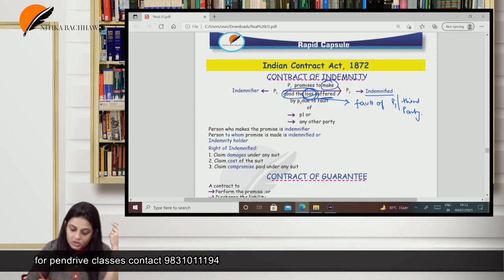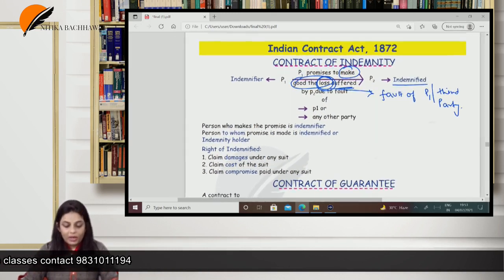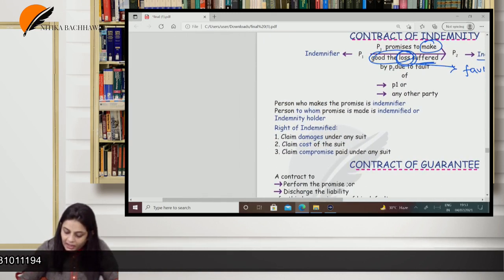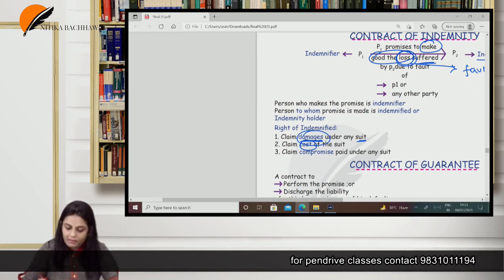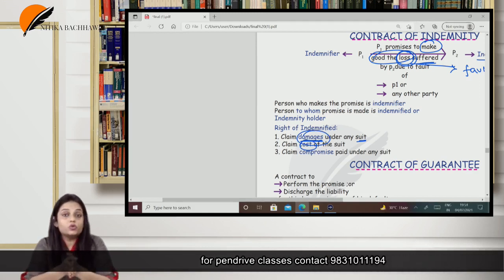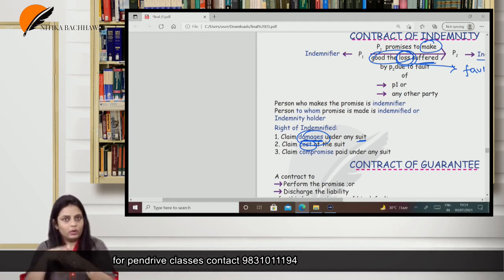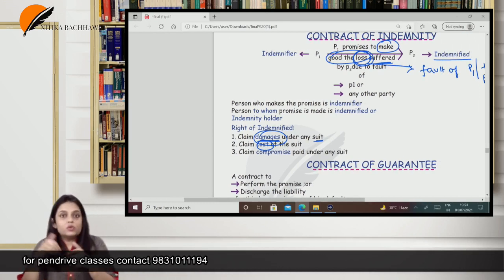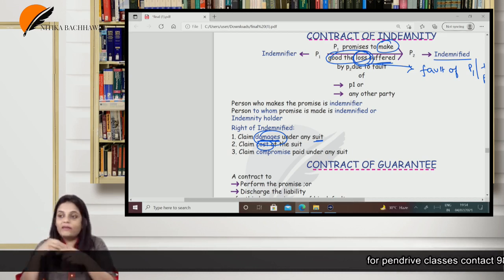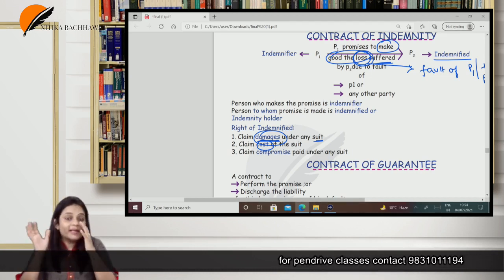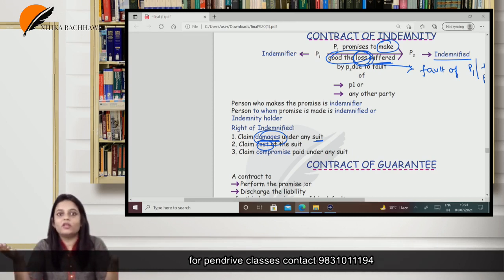So what are the rights of the indemnified? If because of any suit he suffers any damages, right? What do I mean by these damages? Let us say a suit is filed against P2, okay? Now when a suit is filed against me, first of all, I have to go to the court, I have to hire a lawyer. So that costs money. It doesn't come free of cost, right?